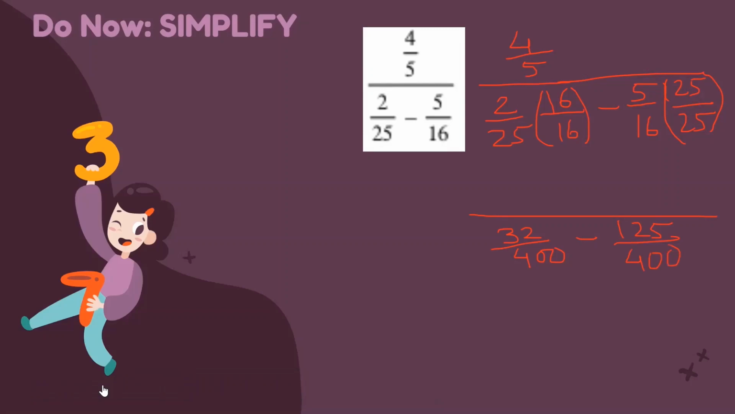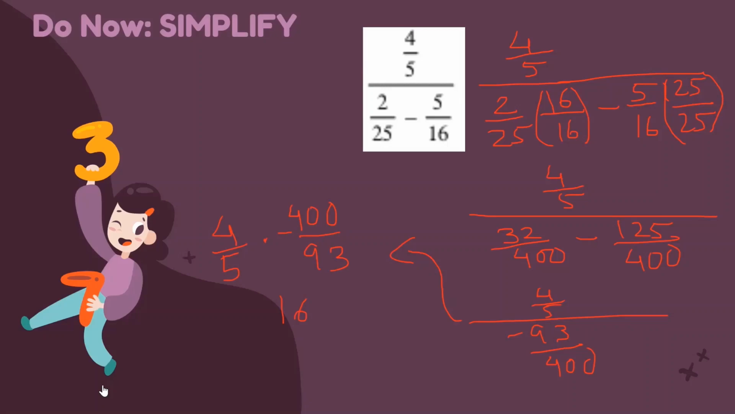Once you simplify that, it's going to get you negative 93 over 400. So we have to keep, change, flip. So 4 over 5 times 400 over negative 93, which will give us 1600 over negative 465.